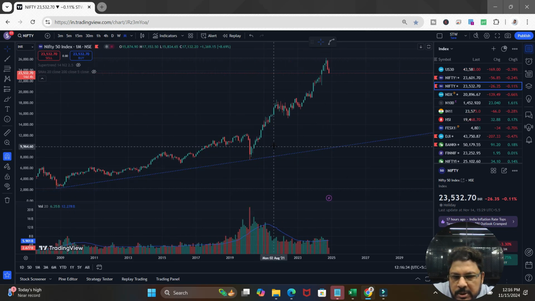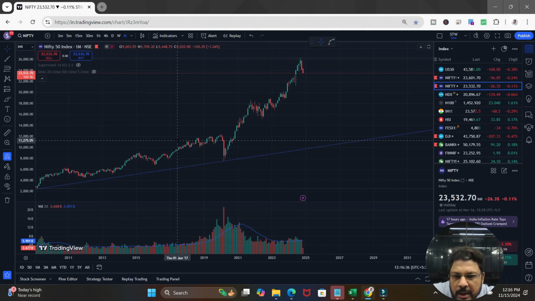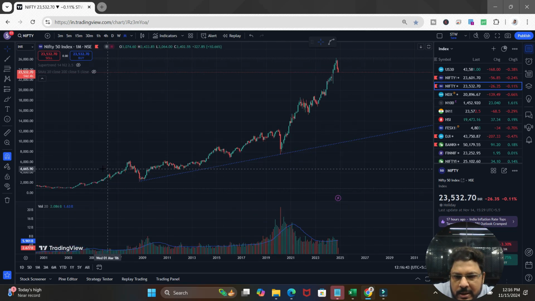So two touch points we have here. This has bounced on this and then moved up. So this is the monthly trend line. You can call this a monthly trend line. Let it be blue color.